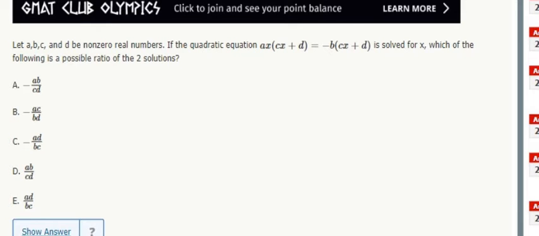Okay, so you could try foiling it out, but I would probably skip that for a second. I want to get rid of that negative and move the b times cx minus d over to the left side. What do we have here? It's ax times cx plus d plus b times cx plus d. Notice they're both being multiplied by cx plus d.